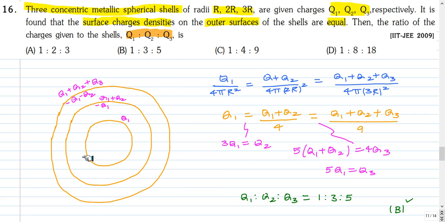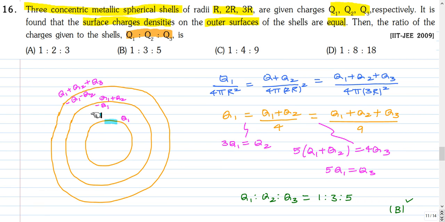Here is the solution. The charge Q1 which is given to the innermost spherical shell will reside on the outer surface, because the electric field inside the conducting material should be 0. If there is some charge present on the inner surface of the inner shell, then there will be some electric field passing through the material of the conducting shell, which is not allowed. So all the charge will reside on the outer surface of the inner shell.